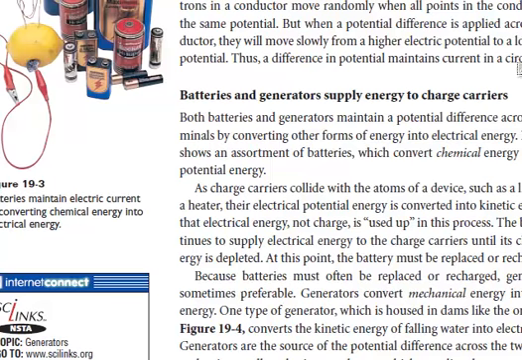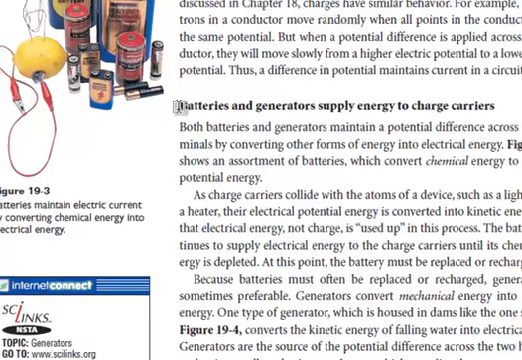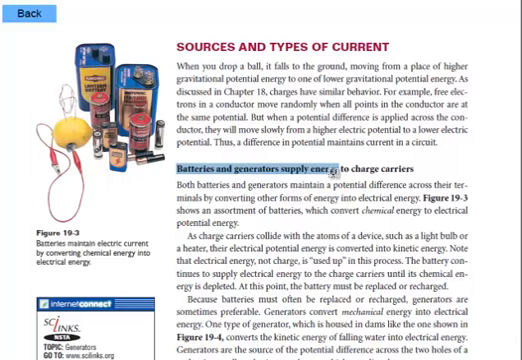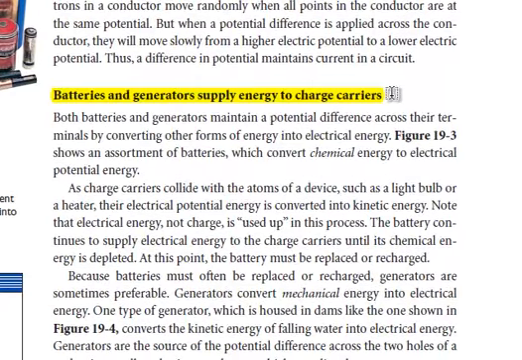Let's see. Sources and types of current. Sources of current: batteries and generators. These provide the potential difference, the high electric potential and low electric potential ends of a circuit that stimulate charge motion through the circuit. They also supply energy to the charge carriers. So they're also the ones pushing them back up the potential gradient, filling them up with energy.